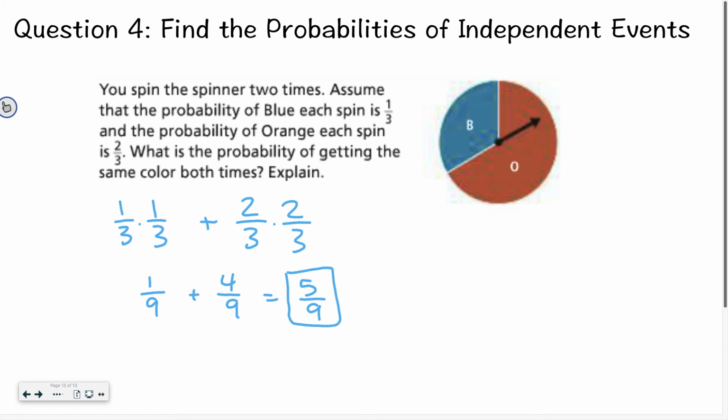Good luck. All right, hopefully for question 4, you first figured out the probability of spinning 2 blues by doing 1 over 3 times 1 over 3, because that was the probability of spinning a blue. So 1/3 times 1/3 gives me 1/9. Then you figured out the probability of spinning 2 oranges, so 2/3 times 2/3 gives me 4/9. And then you said, hey, those two things are mutually exclusive. You cannot both spin a blue and an orange in the same spin. So 1/9 plus 4/9 equals 5/9. So the probability of spinning the same color twice is 5/9.